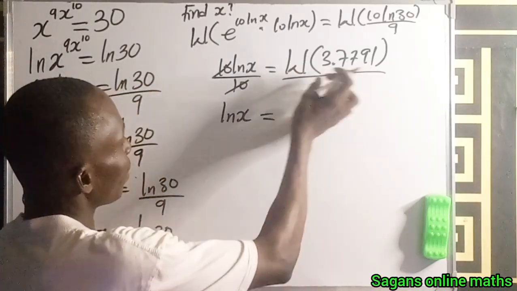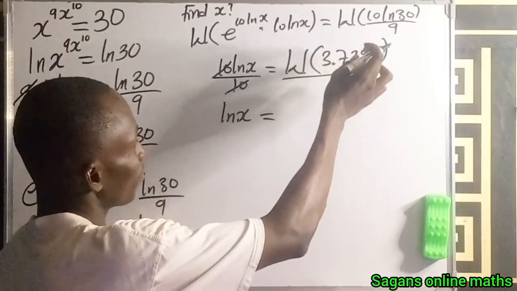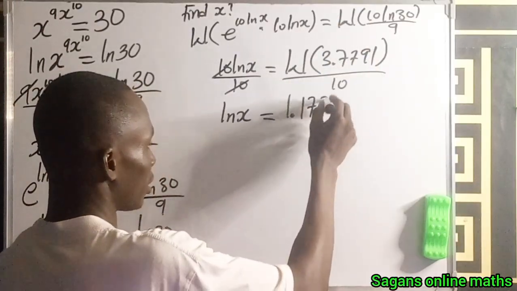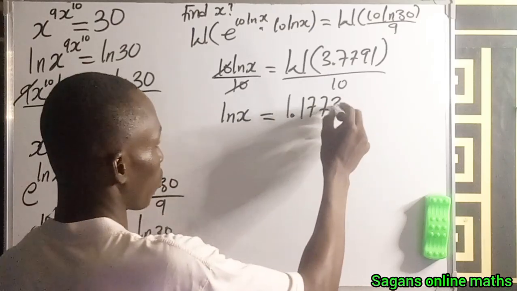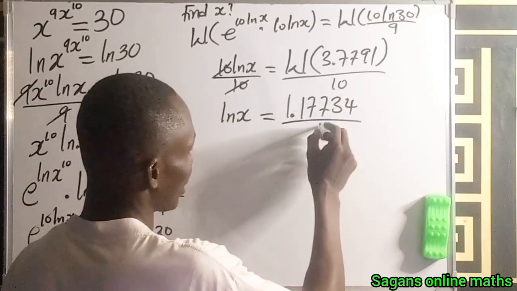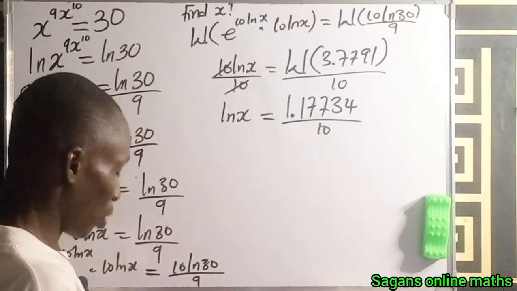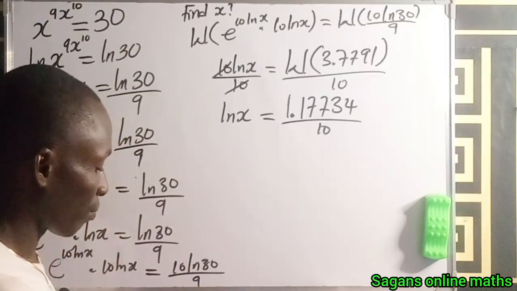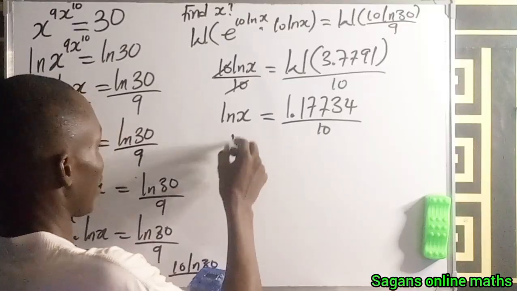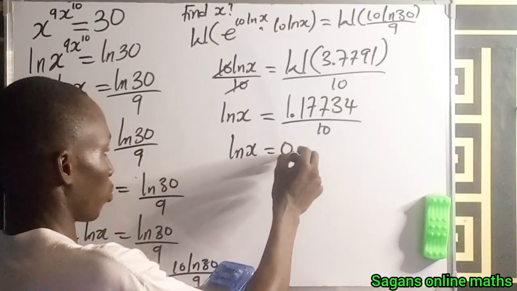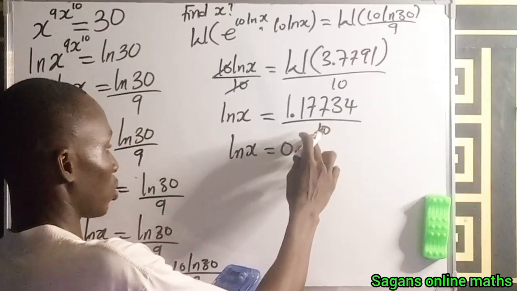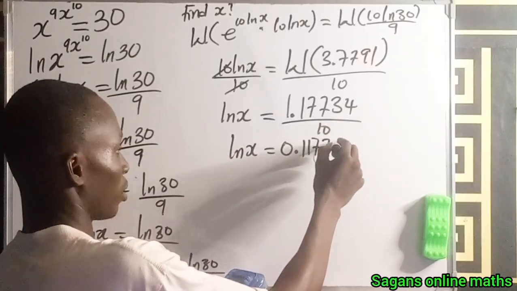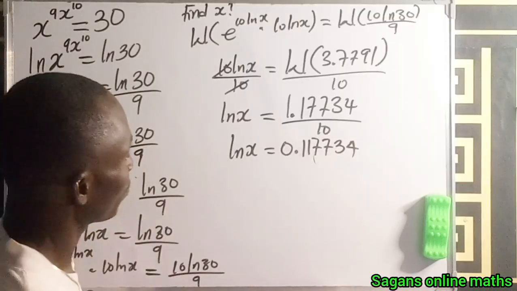So the Lambert W function of 3.7791 gives us 1.17734, right? Now I divide all by this 10 that's here. So let's divide 1.17734 by 10. We have that ln x is equal to 0.117734. This is what we have.